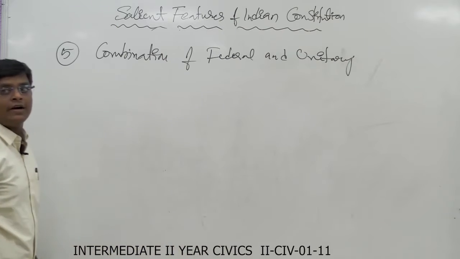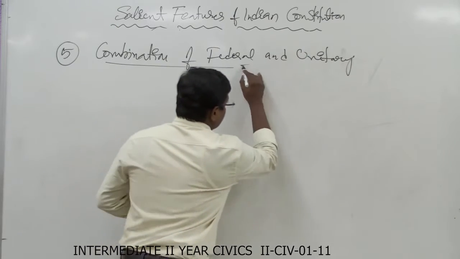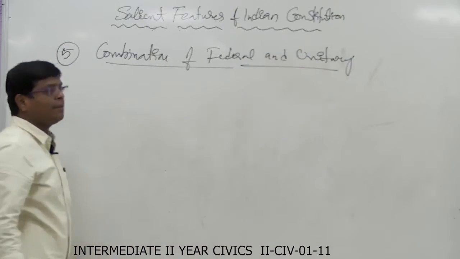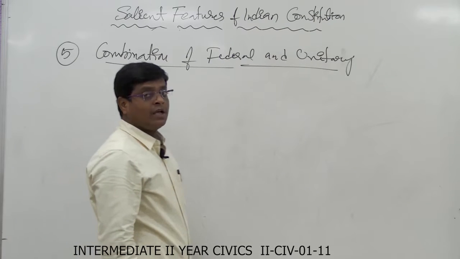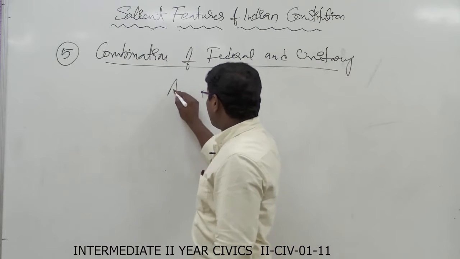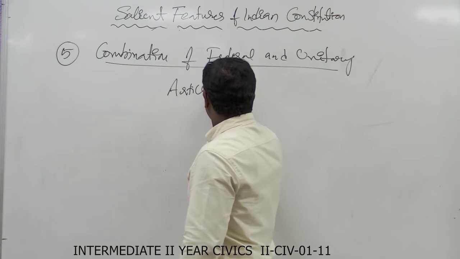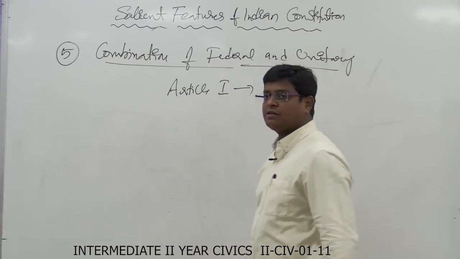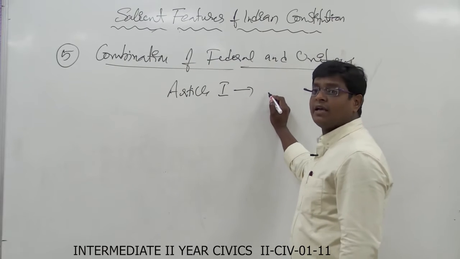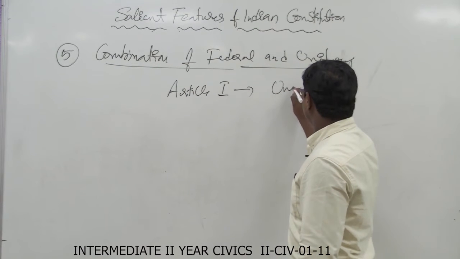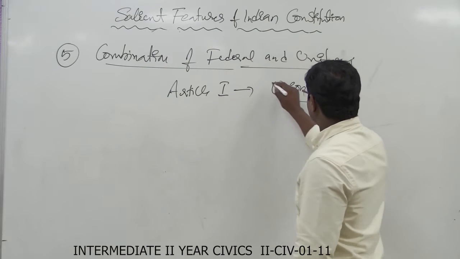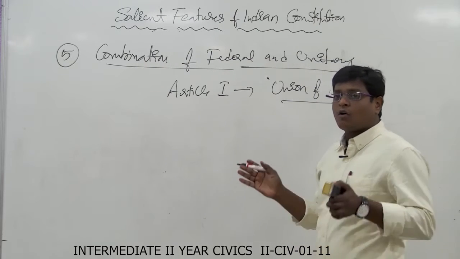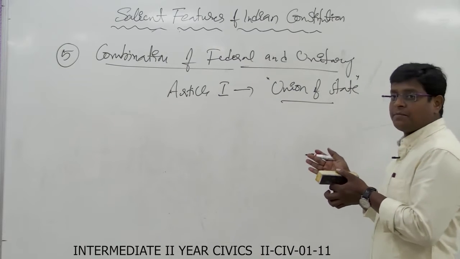Combination of federal and unitary. So what is meant by federal government? What is meant by unitary government? Keep in mind, all of you, Article 1 of the Indian Constitution. Article 1 of the Indian Constitution says India is the union of states. India is a union of states. That means India is the combination of states.